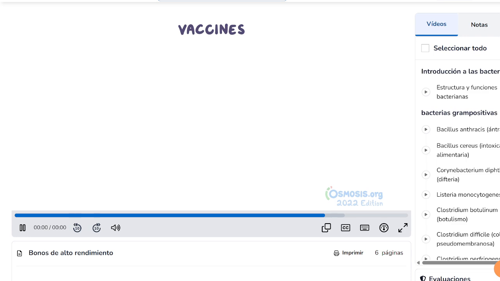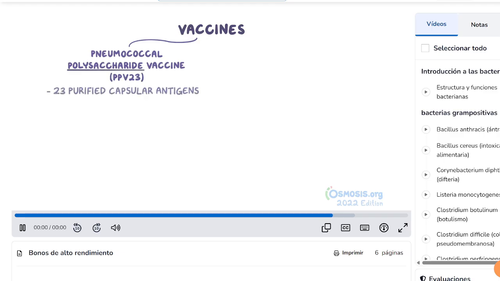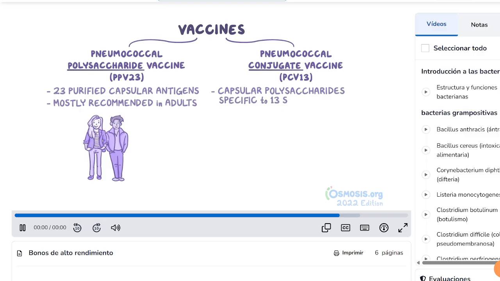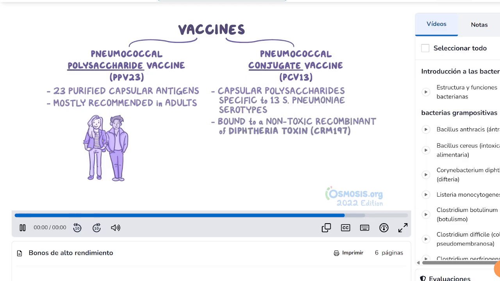Currently, vaccines against strep pneumoniae are divided into two main groups based on their mechanism of action. The first one is the pneumococcal polysaccharide vaccine, also known as PPV-23, because it contains 23 purified capsular antigens, and this one is mostly recommended in adults. Another category is the pneumococcal conjugate vaccine, or PCV-13, which contains the capsular polysaccharides specific to 13 strep pneumoniae serotypes, bound to a non-toxic recombinant variant of the diphtheria toxin, called CRM-197, which serves as a carrier protein. PCV13 is recommended in young children.